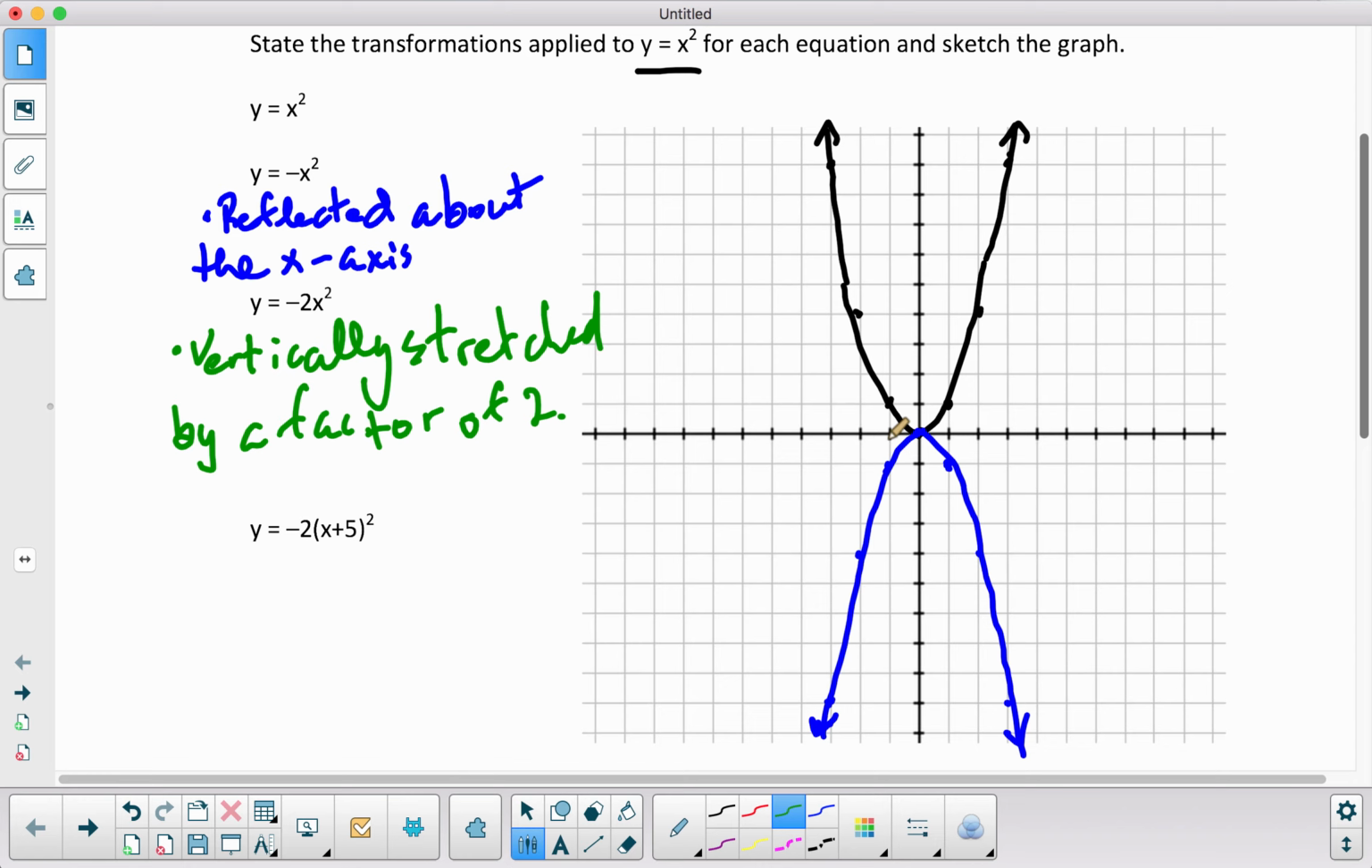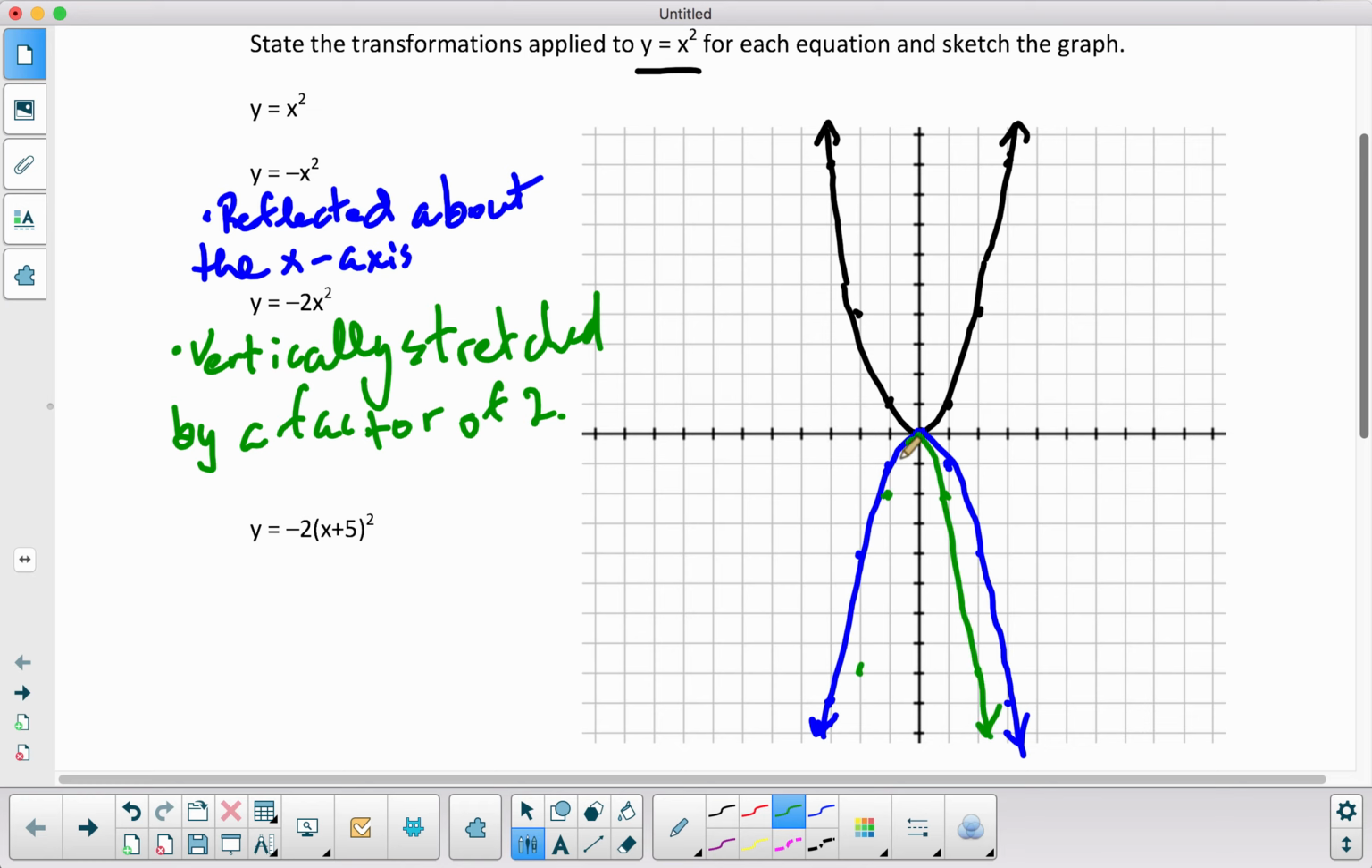So that means that every point on the parabola is going to be 2 times farther away from the x-axis. So this point here that's at 1 and negative 1 is going to, when it's stretched, become 1 and negative 2. And this point here that's at 2 and negative 4, when it's stretched, is going to be stretched twice as much. So negative 4 times 2 is negative 8. So actually it's going to go down here. 5, 6, 7, 8.